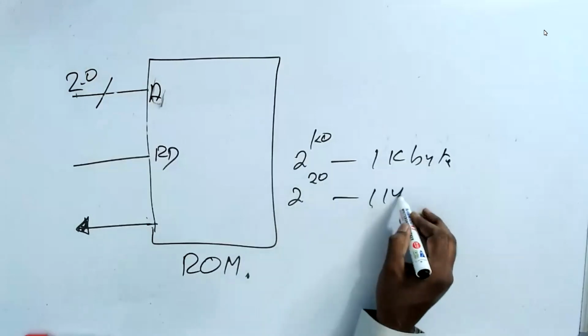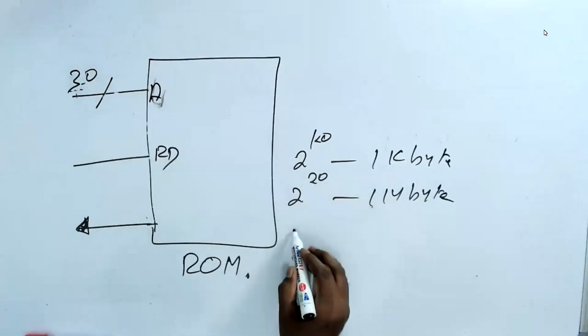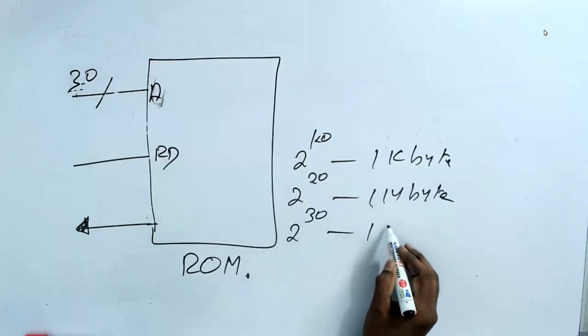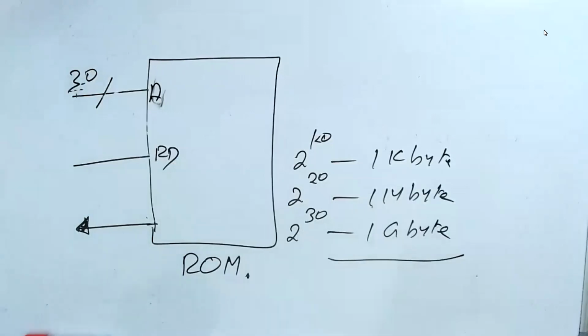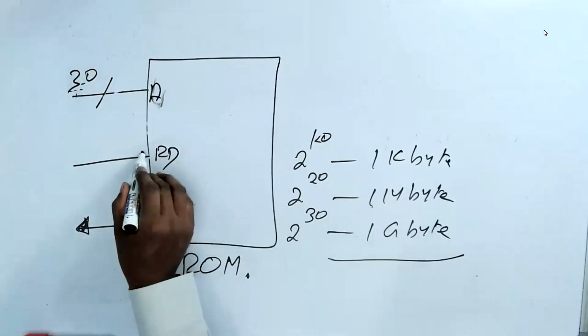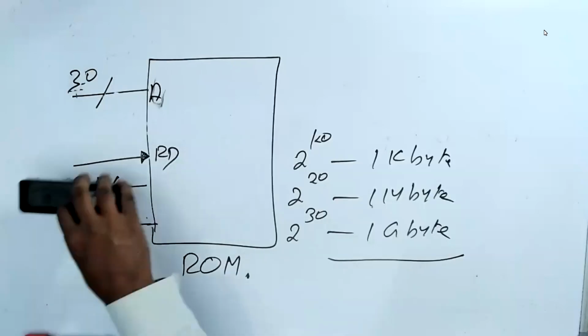1 megabyte. If it is 30, 2 power 30, 1 gigabyte. So that's the way your sizes are going to change. Understand now? And there's only one signal called read. You don't have a write signal. Please understand, ROMs don't have a write signal.